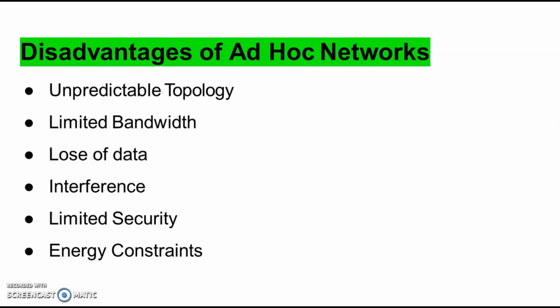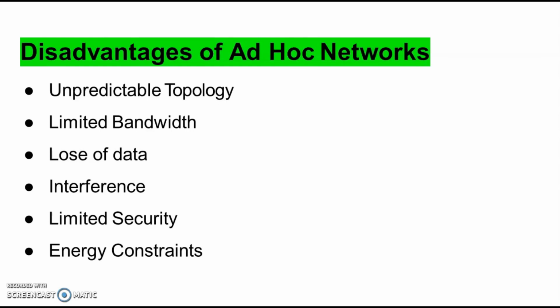The second one is that a limited amount of bandwidth is available. Bandwidth is less in an ad hoc network. The next one is loss of data; an ad hoc network leads to loss of data. Then the next one is interference. Interference is also one of the disadvantages. Interference means, suppose you are transferring a signal, the signal from one communication will be interfered with by some other communication. That is called interference. So signal interference will be there.